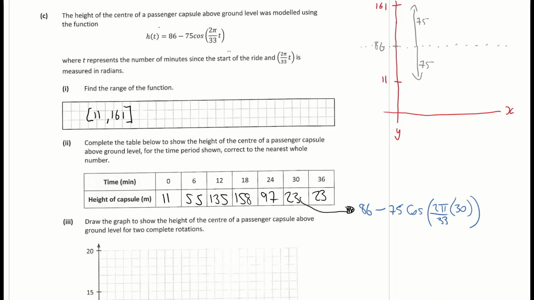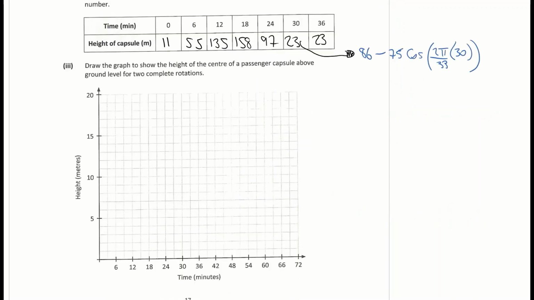Okay, not too difficult there. And the final part, part 3 to that, is to draw the graph to show the height of the centre of the passenger capsule above ground level for 2 complete rotations. So again, I just need to plot those points. So it's going to go t followed by h.